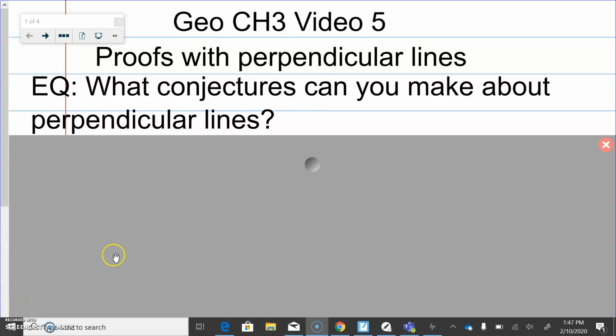Welcome back. This is Geometry Chapter 3, video number 5. We will be talking about proofs with perpendicular lines. Our essential question is, what conjectures can you make about perpendicular lines? So let's start off with a definition.